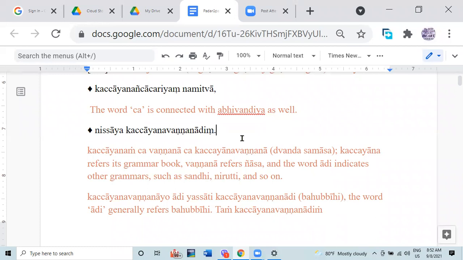Brahma Ratta Dini, for example. Brahma Ratta, my country. Sorry, Brahma Dini. What is Brahma Dini? Brahma is the name of the country. Brahma Dini refers to other countries like this. Here also, Kajayana, Vonana, they are names. Whose names? The names of the books. So Kajayana, Vonana, they are part of the books.